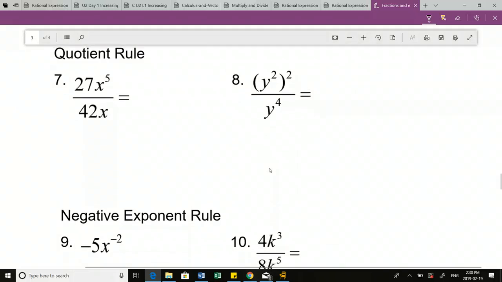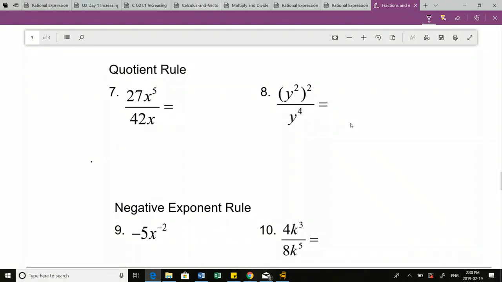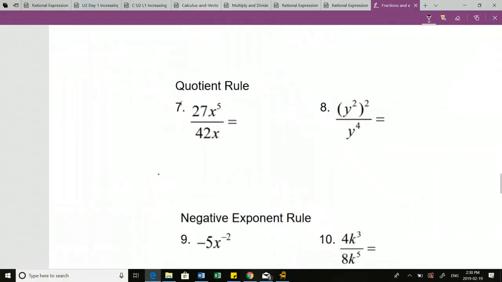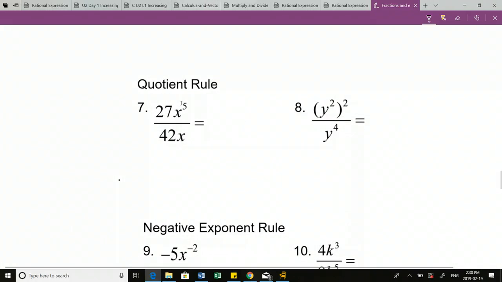Okay, quotient rule. So we can just reduce this fraction. What's the biggest thing that goes into 27 and also 42? Anything? Can we reduce? 9. Final answer? It's 9 over 14. Yeah, so 3 goes into both of them, right? So I'm going to reduce 27 by 3 and also 42 by 3 to give me 14.